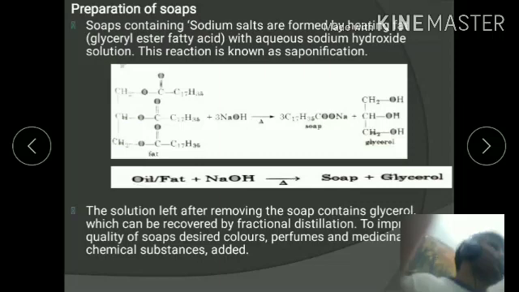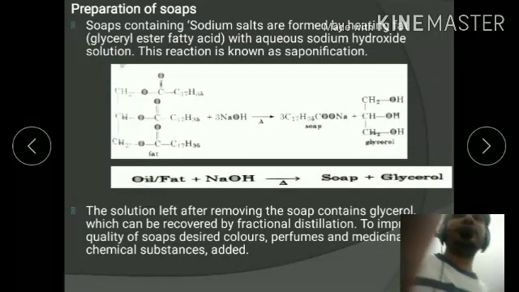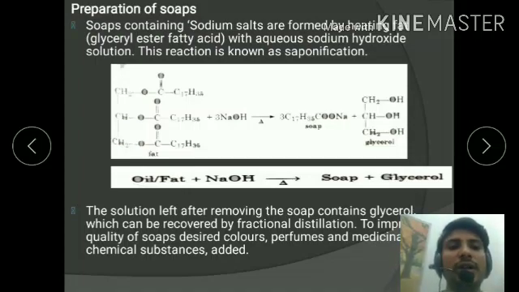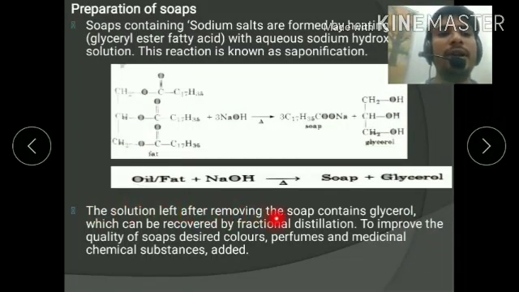This process, the formation of soap, is called saponification. What is saponification? Preparation of soap is called saponification. Now the next one: the solution left after removing the soap contains the glycerol, which can be recovered by the fractional distillation method.